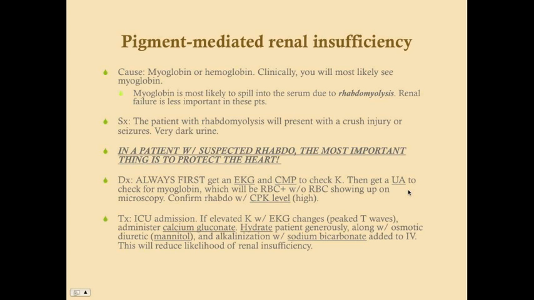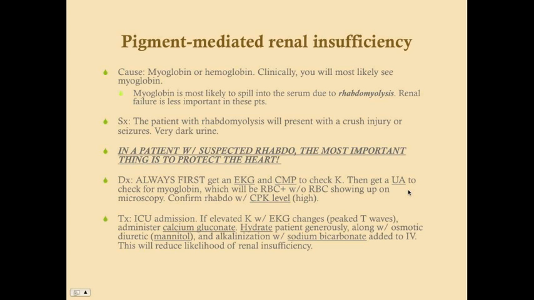So in the presence of a patient where we suspect rhabdomyolysis and they do have red blood cells positive in their urinalysis, then we're going to suspect, okay, this is myoglobin. And so what do we do to confirm rhabdomyolysis? We get a CPK level.